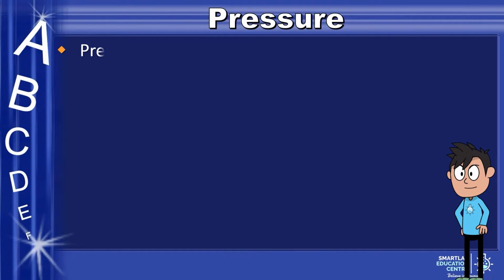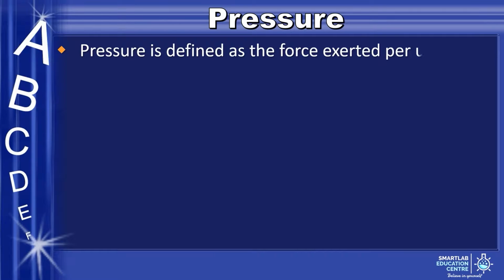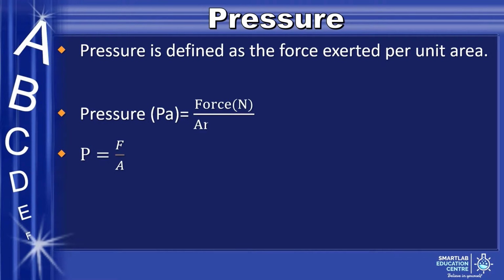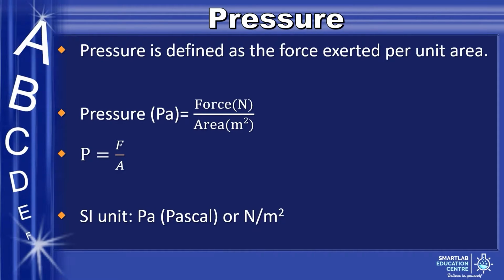Pressure is defined as the force exerted per unit area. It can be defined by using this formula, P equals F over A. The SI unit of pressure is Pascal or Newton per meter squared.